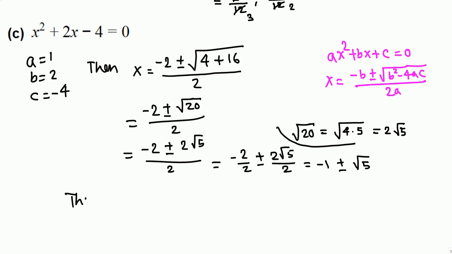So thus we can write down the answer. x equals, you can write in this compact form, negative 1 plus or minus, but let me separate into 2. Negative 1 plus root 5, comma, negative 1 minus root 5. Or you could write in compact form, negative 1 plus or minus root 5. Final.